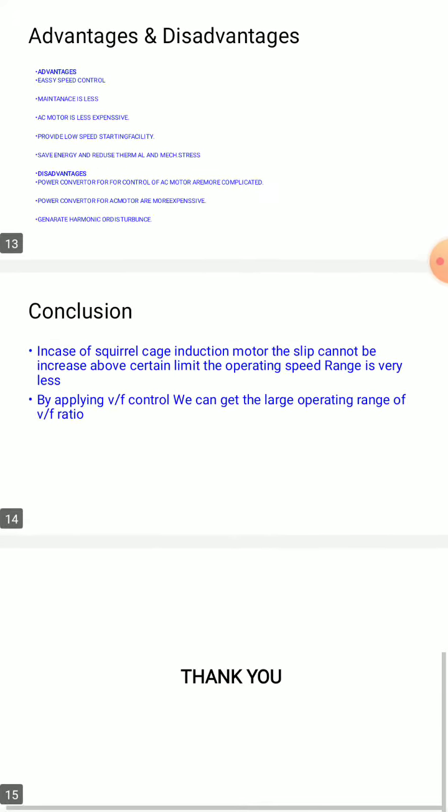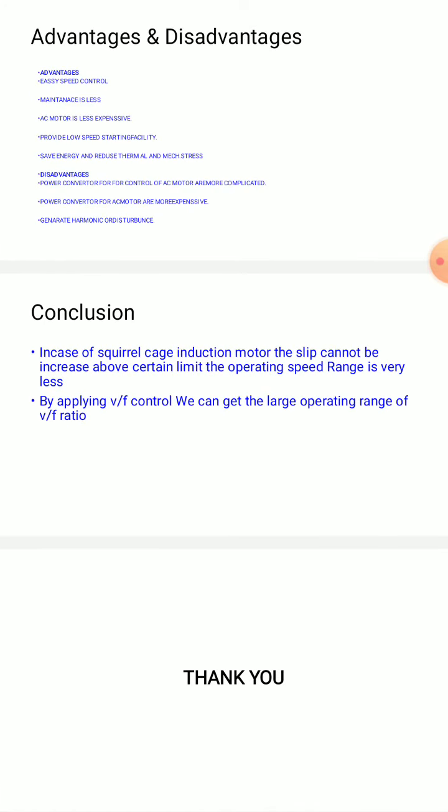Conclusion of this speed control: in case of a squirrel cage induction motor, the slip cannot increase above a certain limit. The operating speed range is very small. By applying VF control, that is voltage frequency control, we can get a large operating range of voltage frequency ratio. That's the end of this seminar.